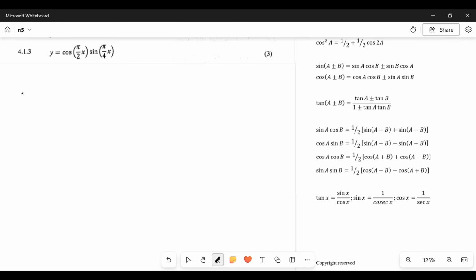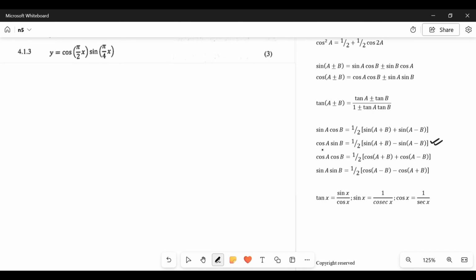Well, guys, here is 4.1.3. Now 4.1.3, they want us to integrate the following here. y is equal to cos of pi over 2 x times sine of pi over 4 x. Now this here, guys, it's an identity. As you can see here, we have this identity on our right hand side.